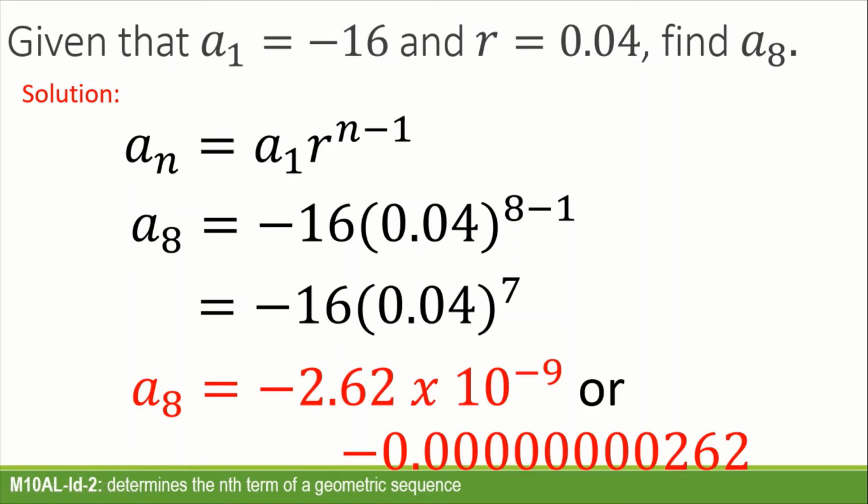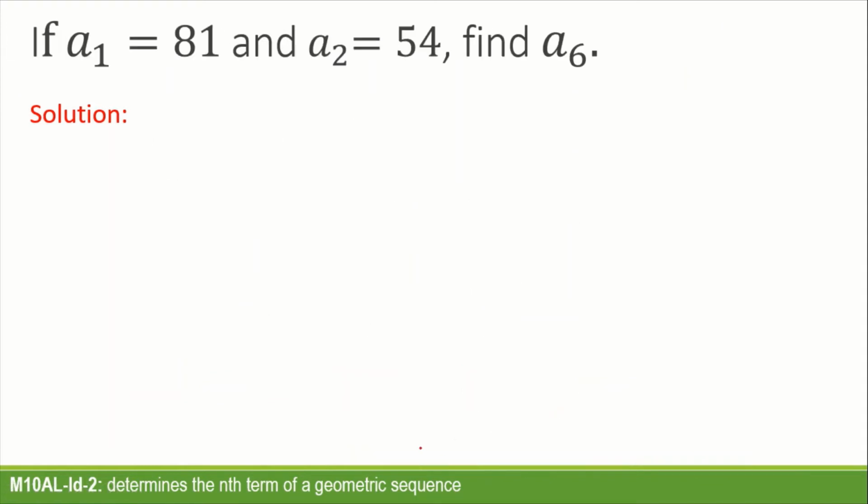So, the answer ay any of these two. So, in some calculators, naka-scientific notation siya. That is negative 2.62 times 10 raised to negative 9. Sa iba naman ay naka-decimal form. So, we have negative 0.262 billions.